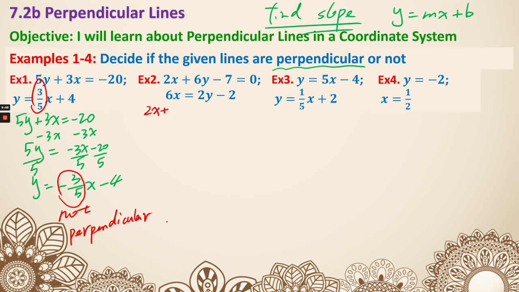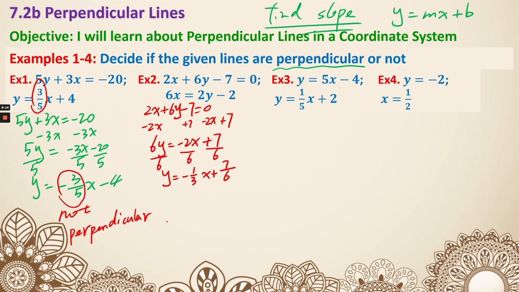Let me write them. I have that, so minus 2x, and add 7 on both sides. We have 6y equals negative 2x plus 7. Divide everything by 6. So y equals negative 1/3 x plus 7 over 6. That is my first equation.